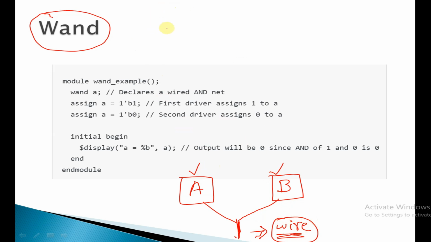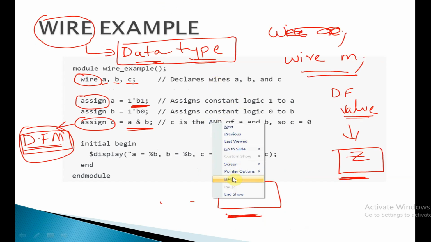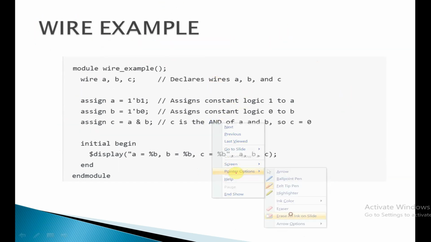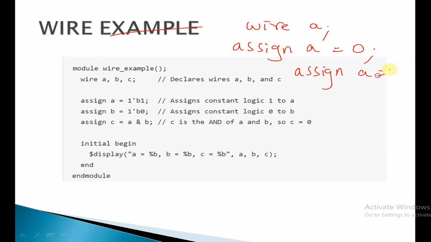A and B? No, no. Here, let us declare wire A. Let's assign A is equal to 0, and let's write assign A is equal to 1. Now if we display the value of A, what will be the value of A?